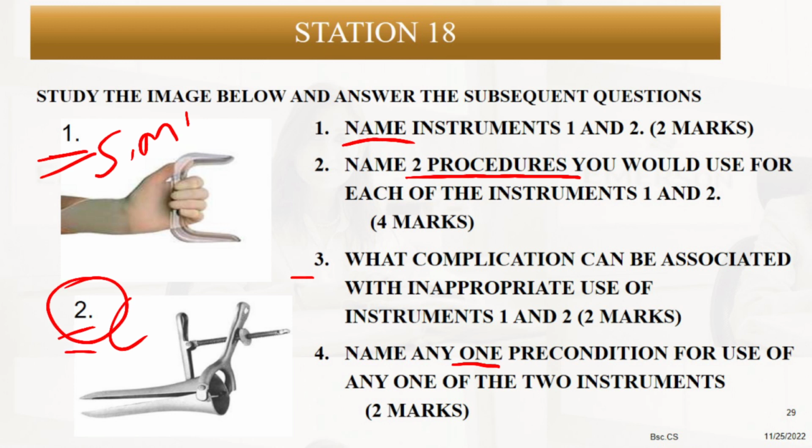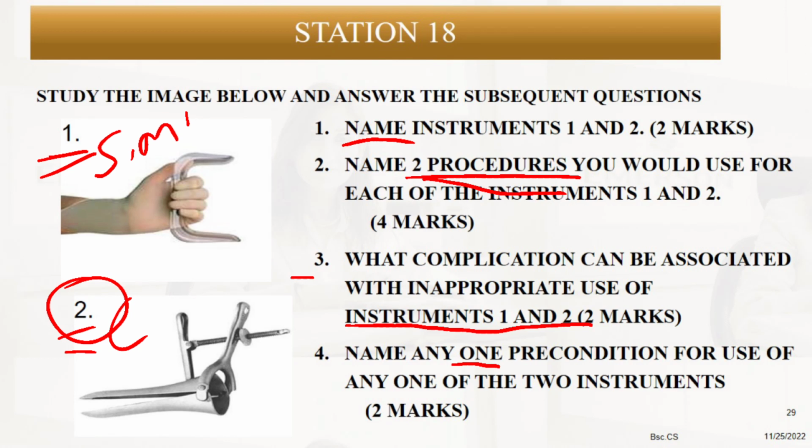So this same Cusco speculum can also be used to detect leakage of liquor from the cervical os in a case of suspected premature rupture of membrane. Since digital examination is not indicated, you can just use a Cusco to visualize the cervical os in suspected PROM, so to speak. So those are the procedures.